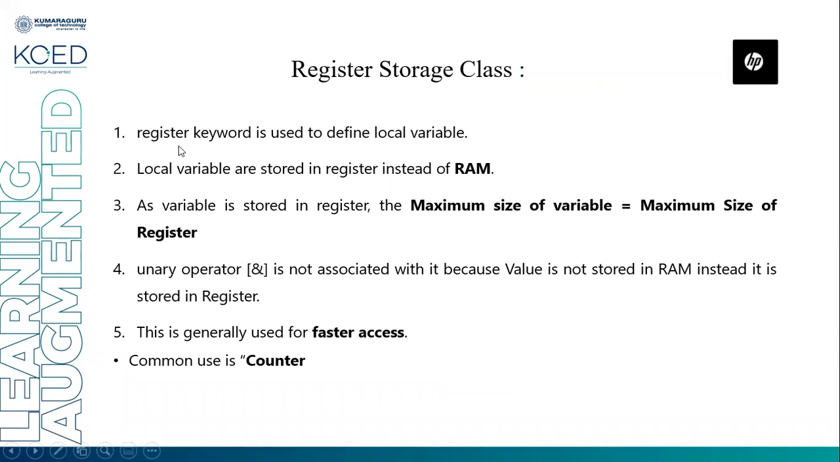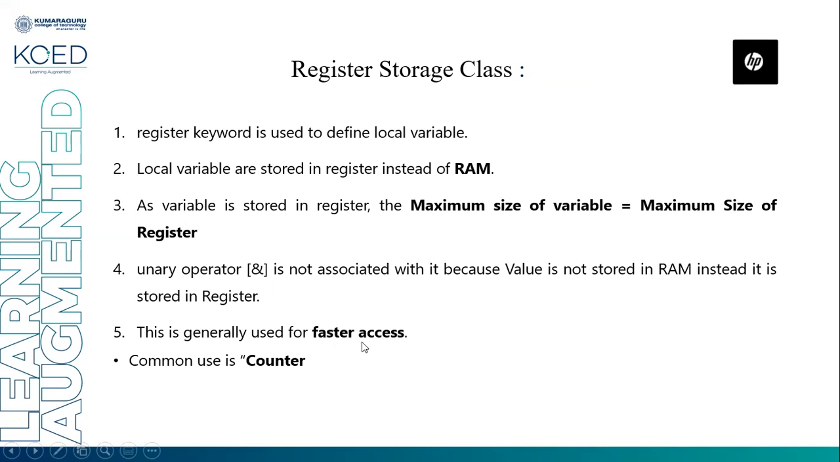Register storage class. Register is a keyword used to define a local variable. Local variables are stored in the register instead of RAM, random access memory. As the variable is stored in the register, the maximum size of the variable equals the maximum size of the register. If the variable size exceeds the register, it will be stored in the main memory only. The unary AND operator is not associated with it because the value is not stored in RAM but in a register, so you cannot use the unary AND operator on such a register variable.